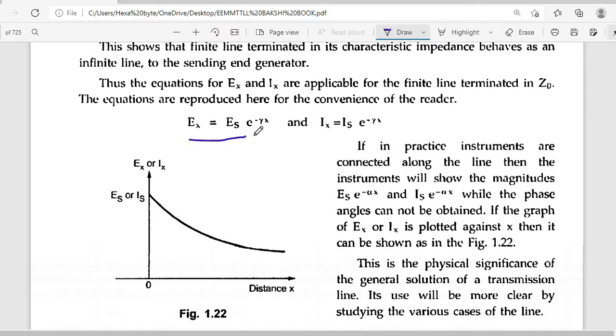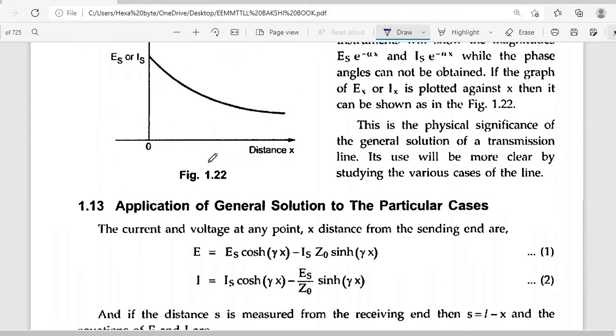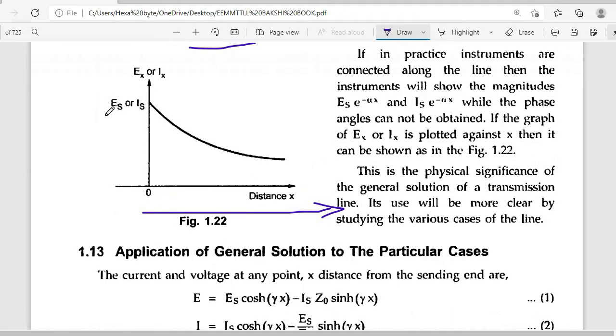So we can write EX is equal to ES into e power minus γx, IX is equal to IS into e power minus γx. So as the distance increases, here ES and IS are going to fall. As the distance increases, we expect the current to decrement and the potential to decrement. Definitely the attenuation is there, attenuation in the sense loss is there.